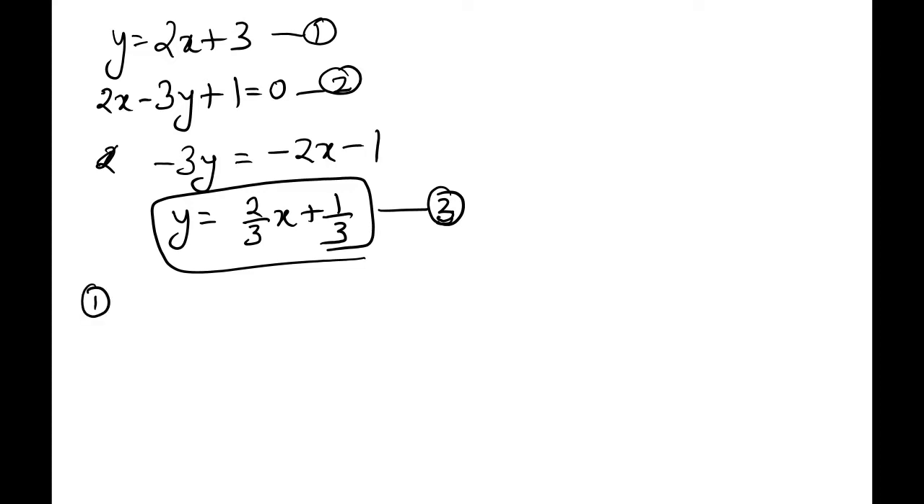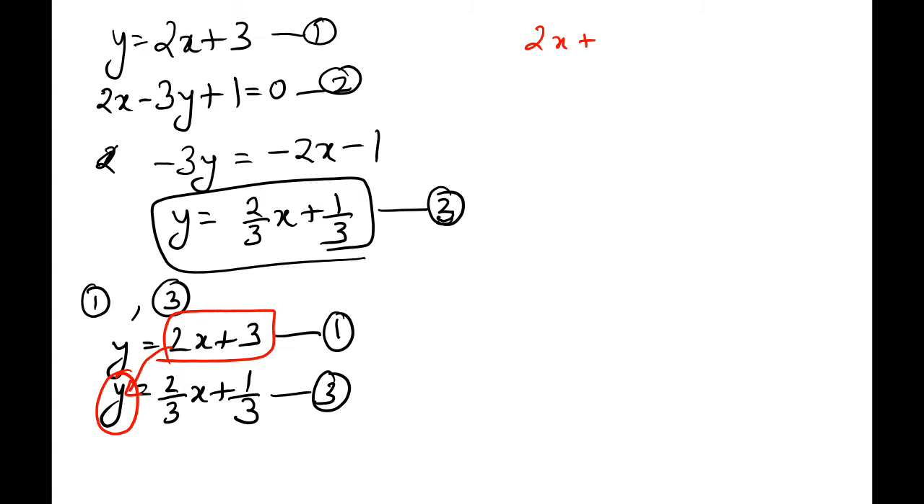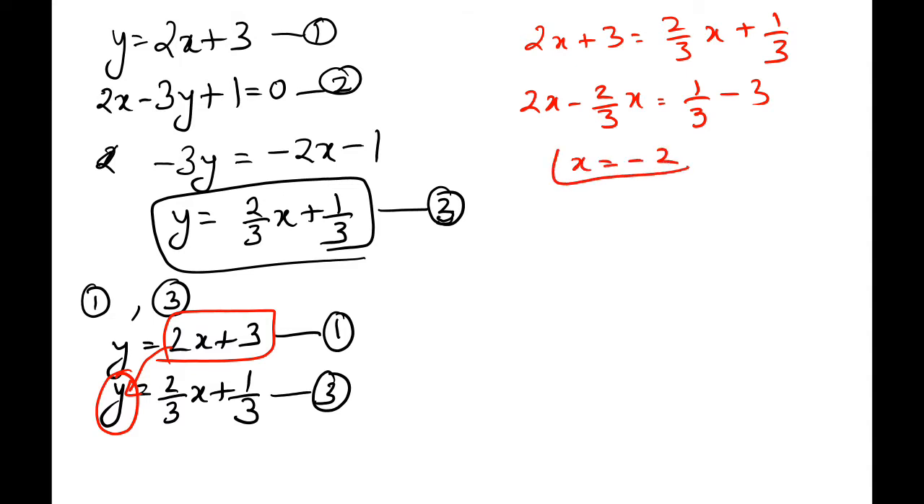So now I'm going to solve equation 1 and 3. If you collect them together and write them, you can see that both the equations are of the form mx plus c, and this is what we did in the first question. So we are going to substitute the expression from the first equation into the y of the second equation. Therefore this becomes 2x plus 3 equal to 2 over 3 x plus 1 over 3, and collecting all the like terms to one side and keeping the numbers to the other side, you get the same value of x equal to -2.